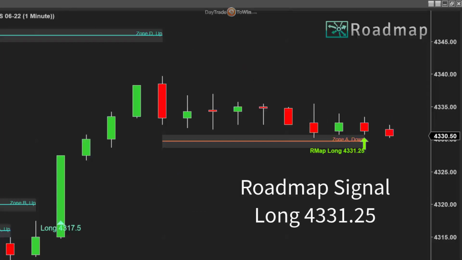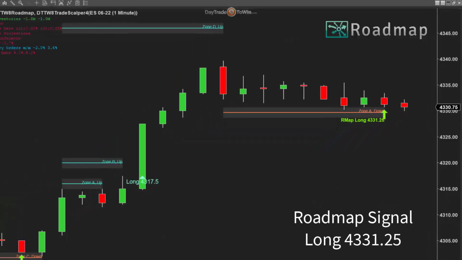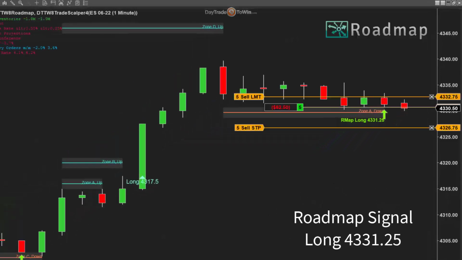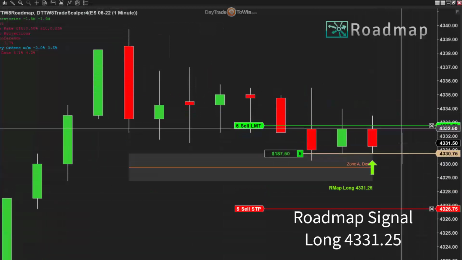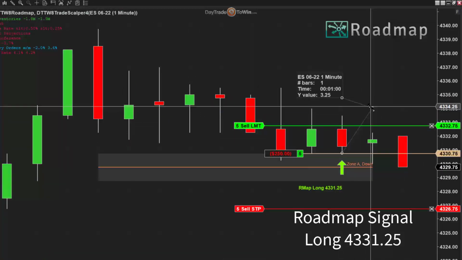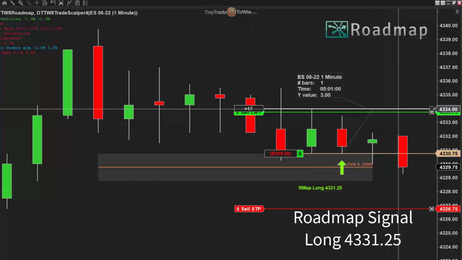Now I want to get into this trade. I want to enter really close to where the zone is being created. Remember, we don't want to be overexposed with an overbought or oversold signal. The closer you enter, it's almost like the beginning of the move up or the beginning of the move down. So this is just a straight up roadmap signal long 43.31 quarter.